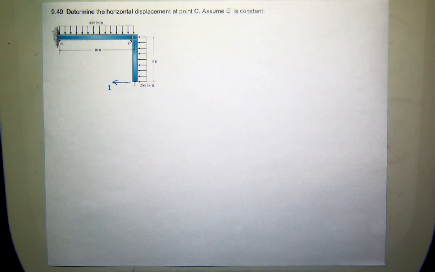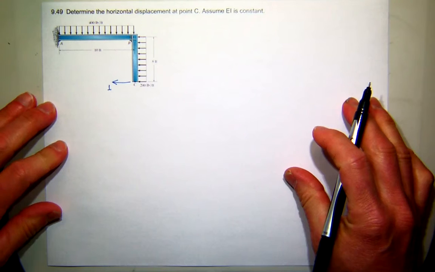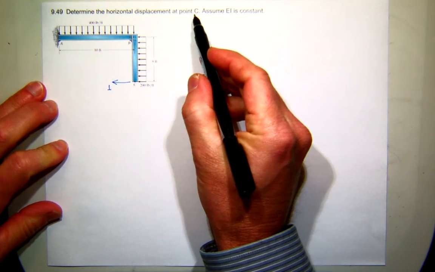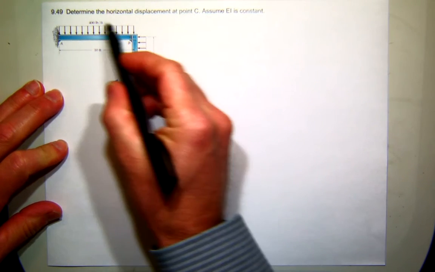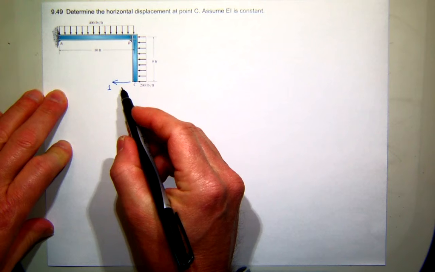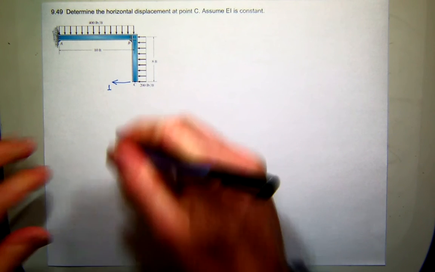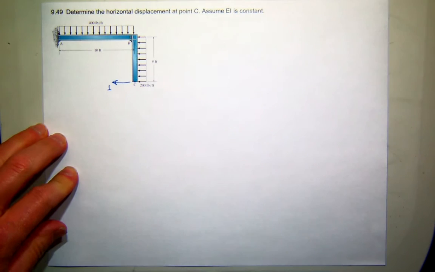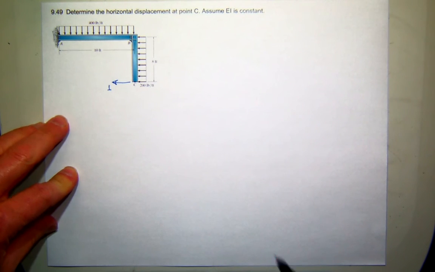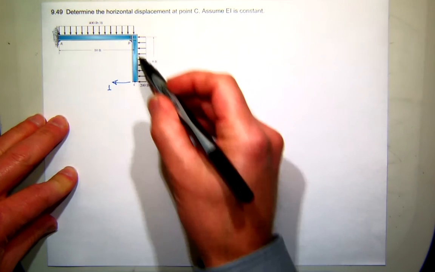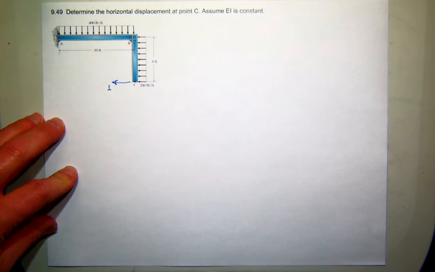All right, so what we're going to do here is try to find the horizontal displacement at C. So there's our real system, and as we mentioned just before, I went ahead and penciled in where I think my virtual system is going to be. So what we need to do first is find our moments for the real forces.